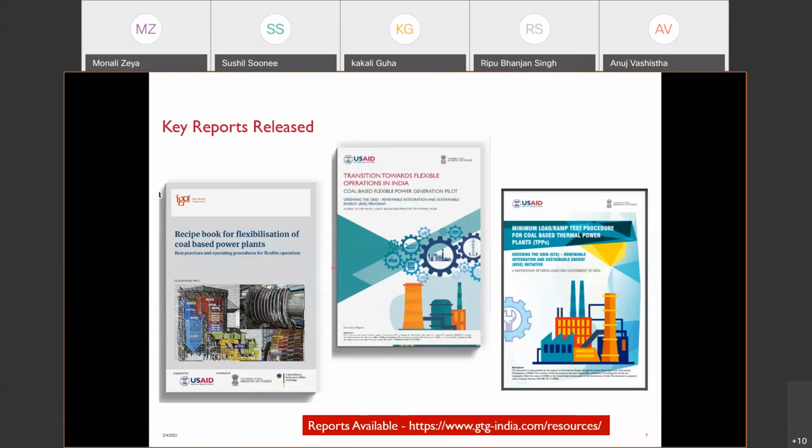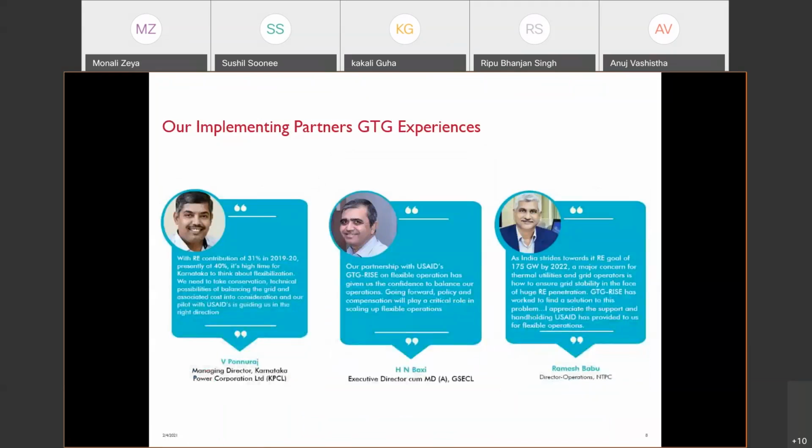This is one of the interesting recipe books for flexibilization of coal-based power plants. It is authored by Mr. Anjan Kumar Sinha. It's a very comprehensive book for whoever in this sector wants to read. It has a lot of interesting technical material for utilities, regulators, stakeholders, and policymakers to look at. And these are available in the public domain. You can easily download them, and you can also reach out to us if you require any further inputs on these aspects. Next slide, please.